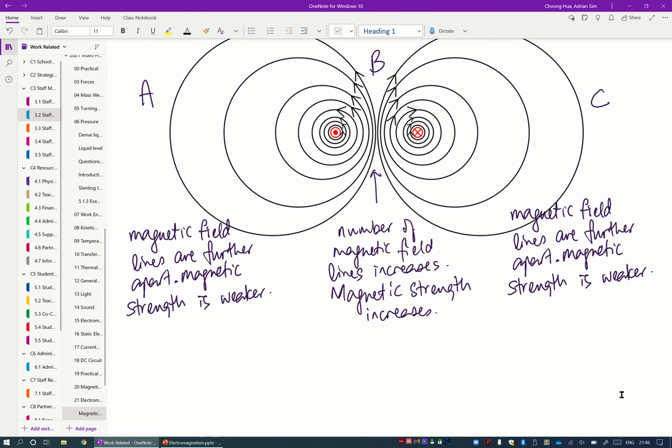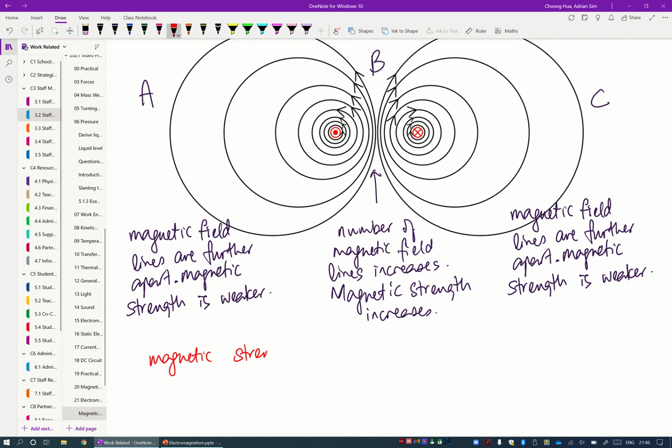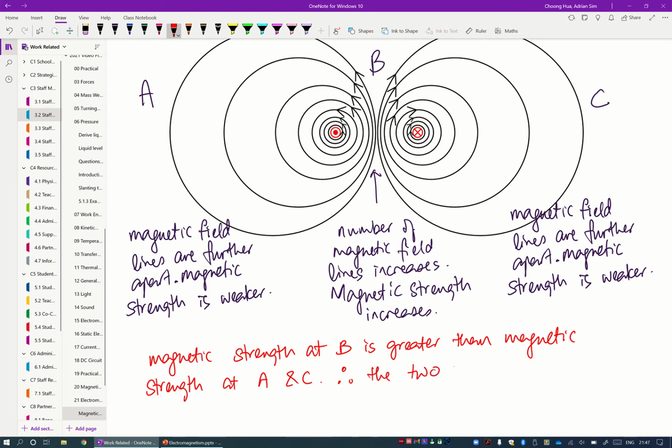So from here, what we can deduce is that, okay, I'll choose a different ink. Magnetic strength at B is greater than magnetic strength at A and C. Therefore, the two wires repel. That's all.